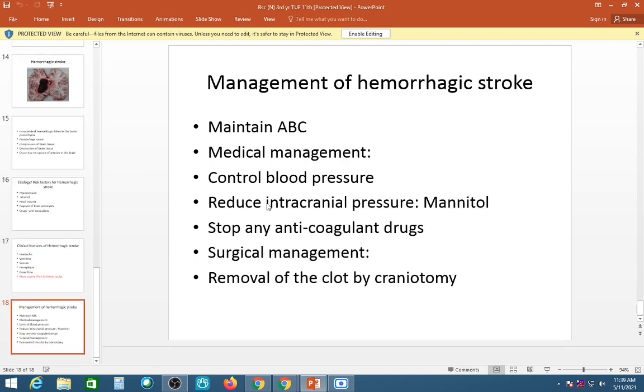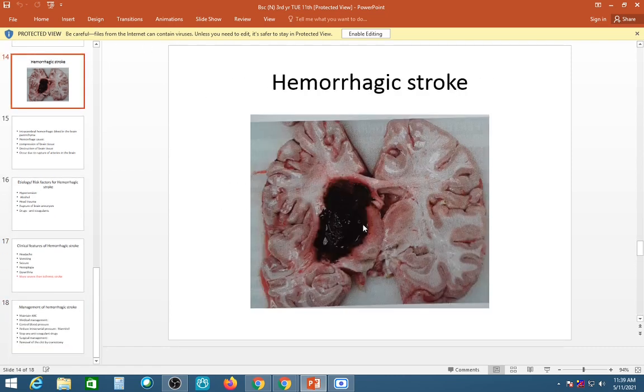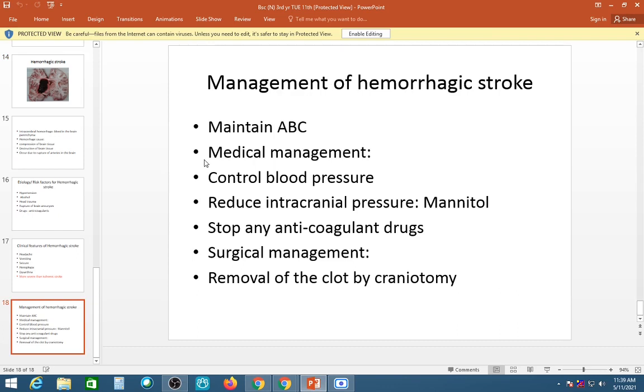We have to do a CT scan, and in the CT scan we are going to find the blood clot. Once we diagnose hemorrhagic stroke by CT scan or MRI, most commonly CT scan of the brain, we can start the treatment. In the CT scan, the blood clot is seen as a white patch.